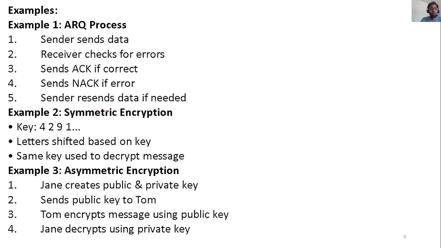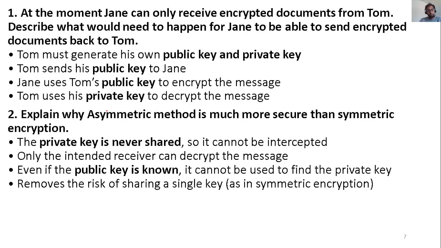Sender sends data, receiver checks for errors, sends acknowledgement if correct, sends negative acknowledgement if incorrect, sender resends data if needed. And then there is symmetric encryption. Suppose there is a key of 291: letters are shifted based on the key, and the same key is used to decrypt the message. Then asymmetric encryption. Suppose Jane creates a public and private key and sends the public key to Tom. Tom encrypts the message using the public key, and Jane decrypts using the private key.